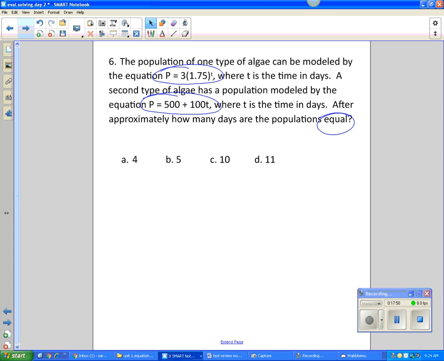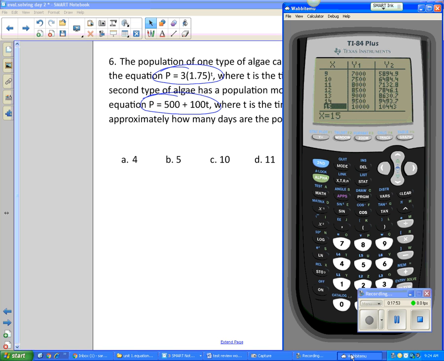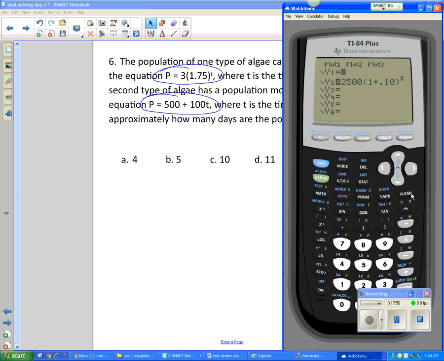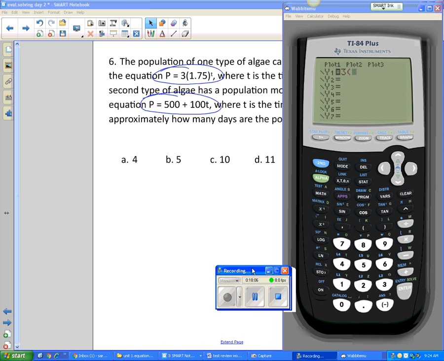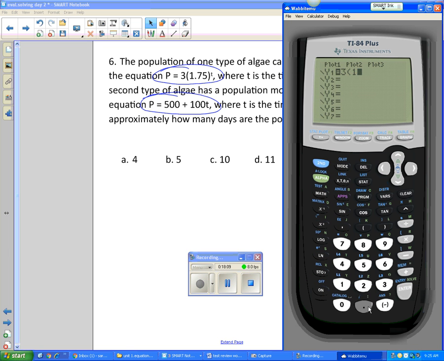Put it in your calculator. Can we put both of them in at once? Sure can. So I'm going to go to my y equals, clear these out. This one's a little easier because they already wrote them for you. You didn't have to go through the trouble of writing them. So 3 parentheses 1.75 to the x and 500 plus 100. It means overflow, Dylan. It means there's too many numbers to fit on the screen. So that's not a good thing if you see that.